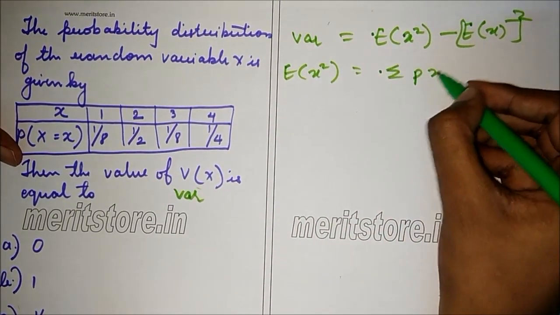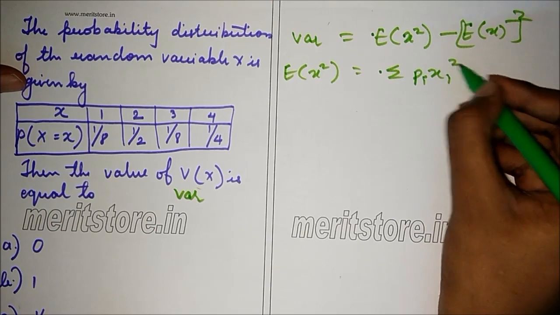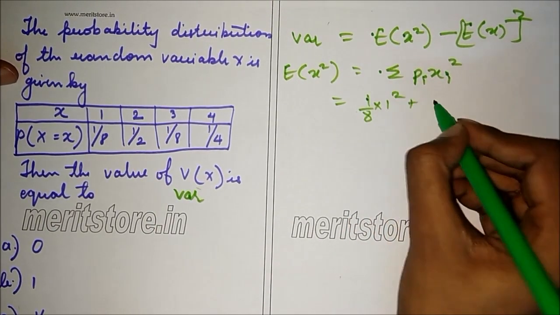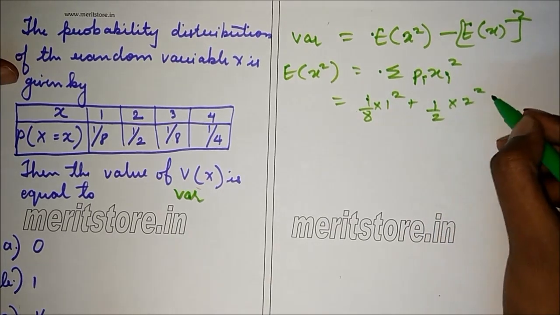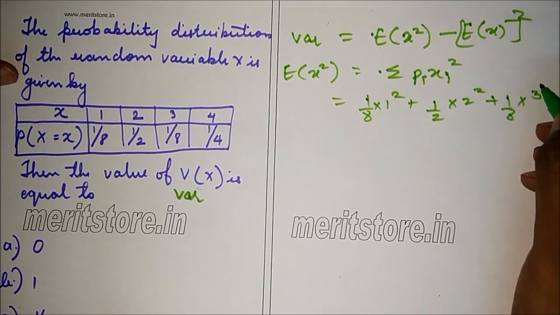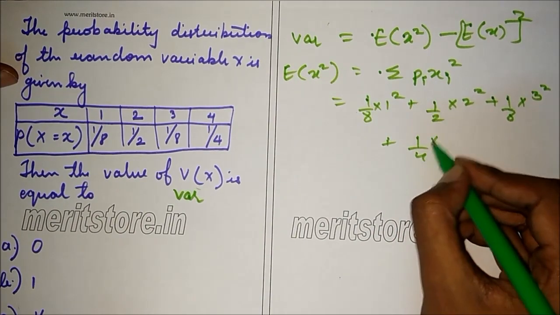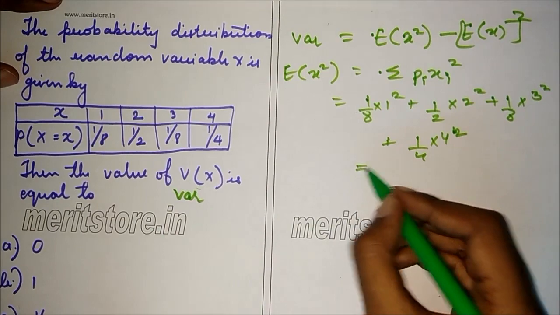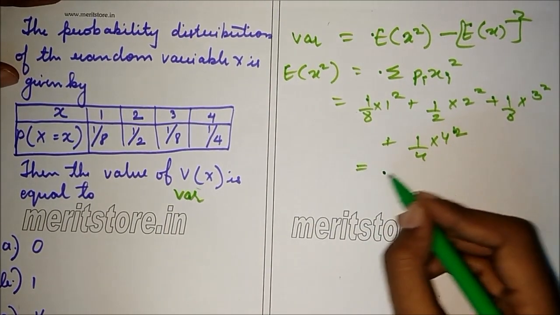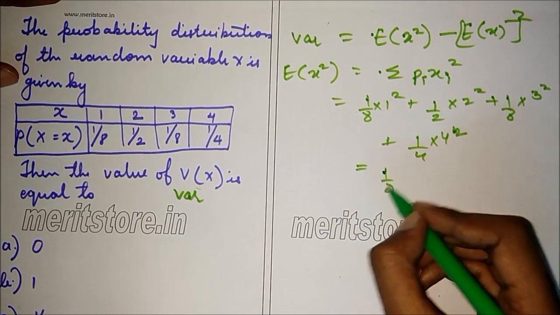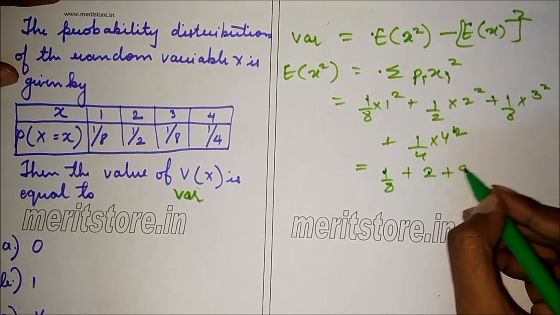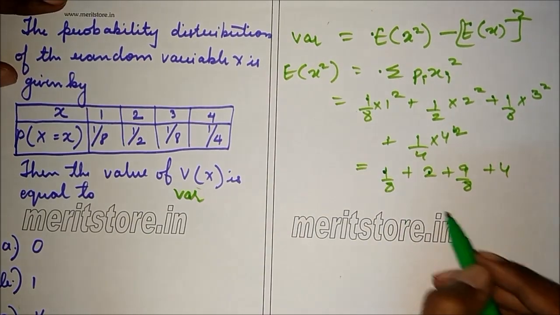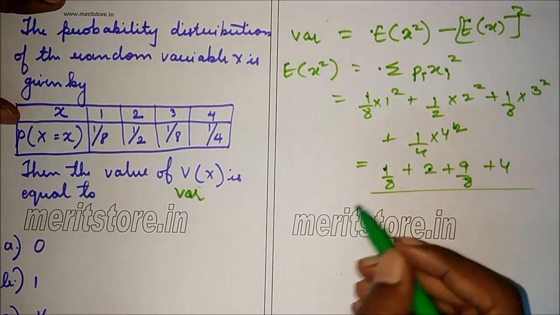Now E of x square is summation of pi xi square. So this will be equal to 1 by 8 into 1 square plus 1 by 2 into 2 square plus 1 by 8 into 3 square plus 1 by 4 into 4 square. So this adds up to 1 by 8 plus 2 plus 9 by 8 plus 4. Let this be as it is.